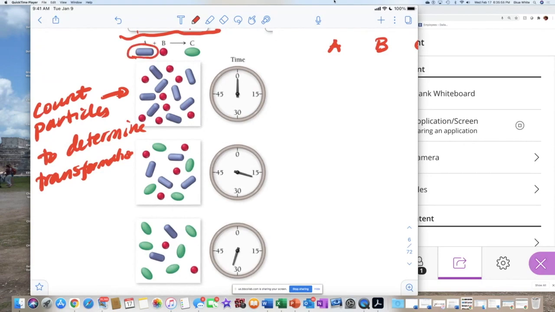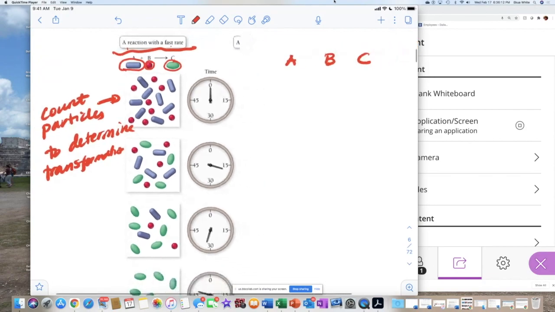Okay, A is this circle here. Well, it's not really a circle, sorry. A is like a capsule and it's bluish. It looks blue from where I'm sitting. And then B is a circle and it looks red. And then C is oblong and it looks green. Okay, so I'm going to go through and count A, B, C for every given time. This is considered the beginning of the reaction before anything reacted.